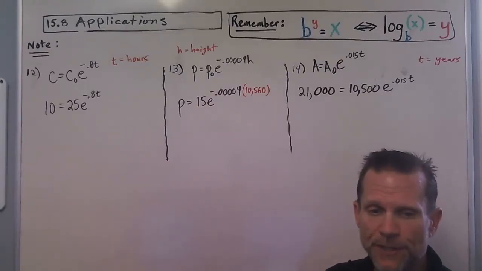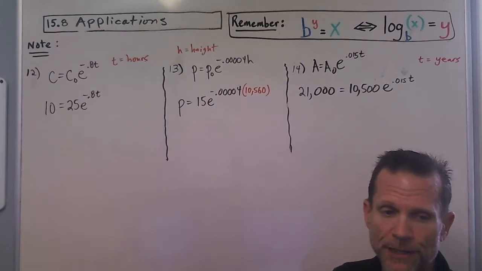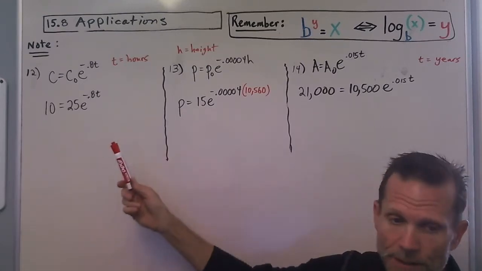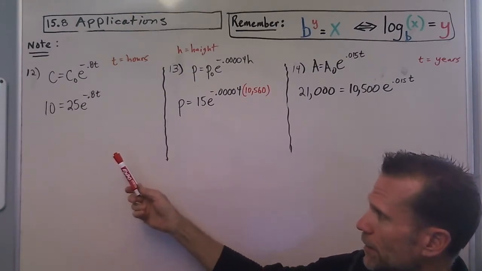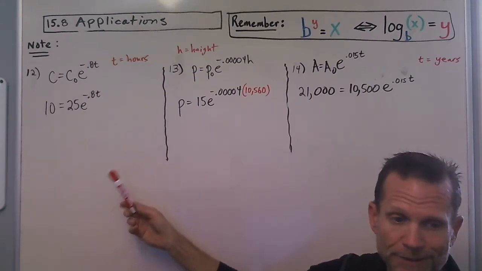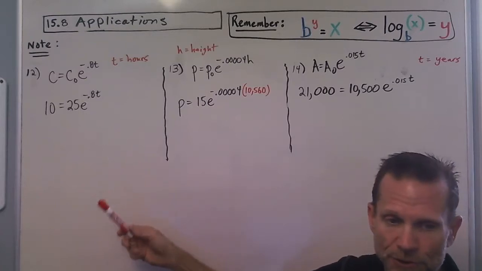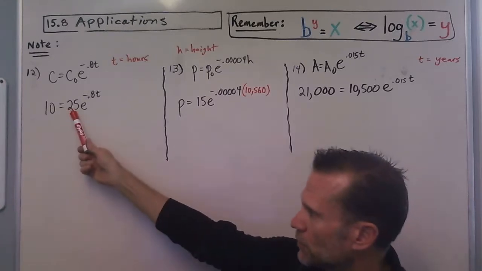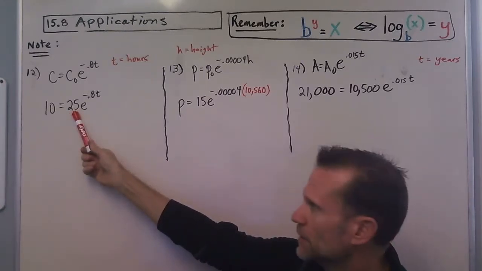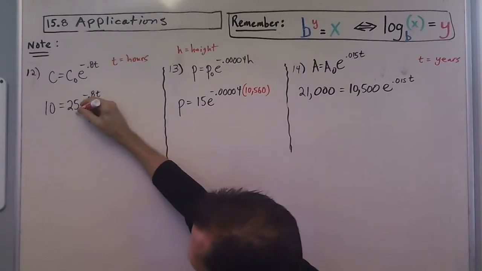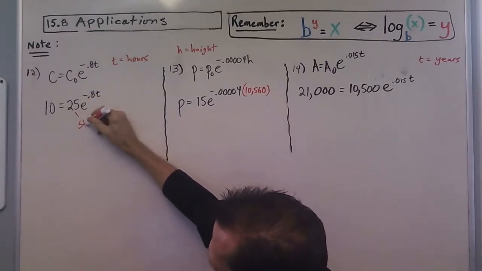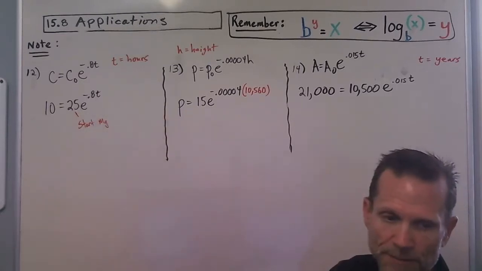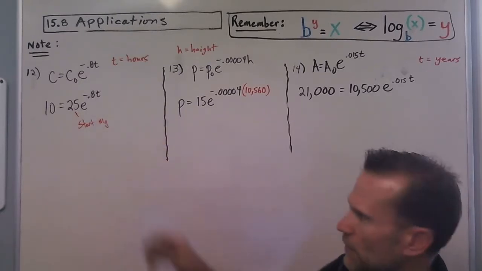All right, looking at the last three application problems from 15.8, this number 12 talks about the amount of milligrams of a substance in the blood after a certain amount of time. In this problem, they talk about 25 milligrams taken at the start time. And then after a certain amount of time, that's going to reduce to 10 milligrams.